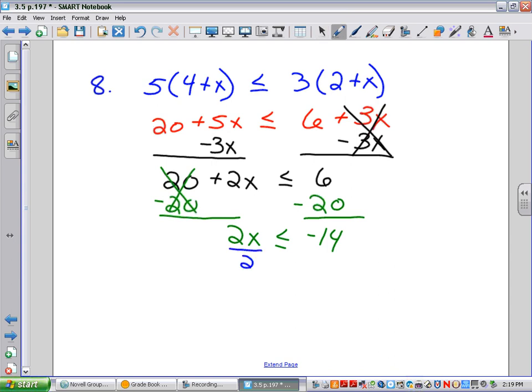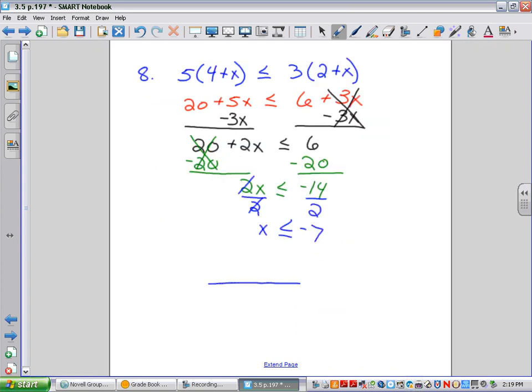And I would then divide by 2. Dividing by 2 does not make me switch my sign. I would keep the sign. Even though the 14 is negative, keep the sign because the 2 is positive. Negative 7. So then, straight line, 2 arrows, 0, about where negative 7 is. This would be a closed circle to the left.